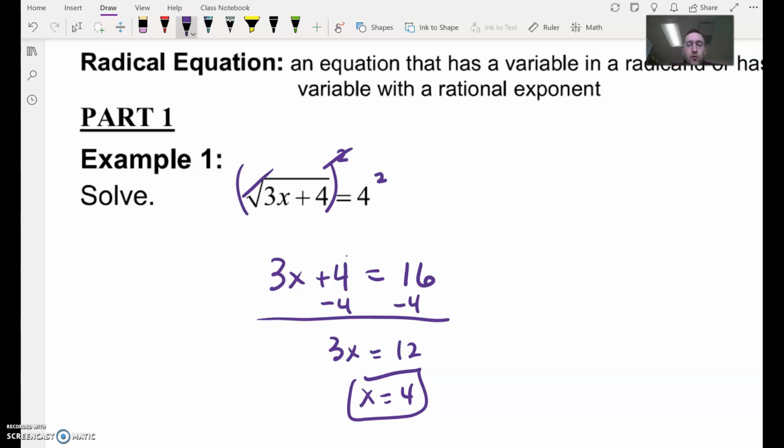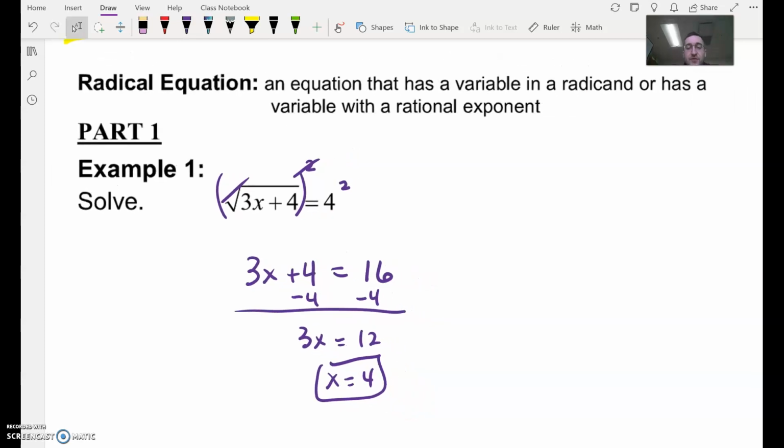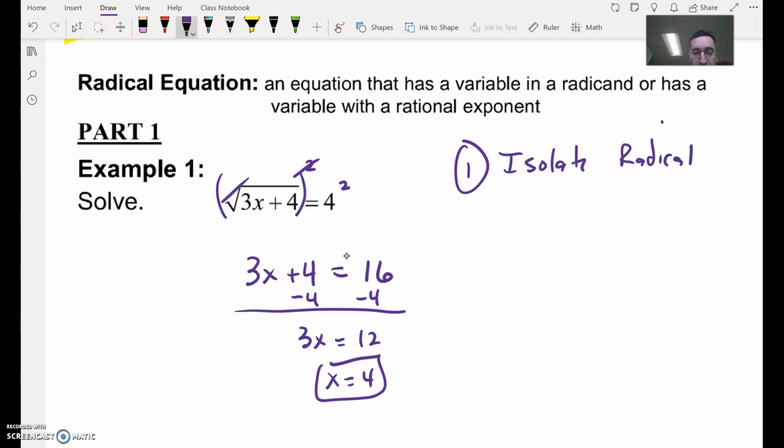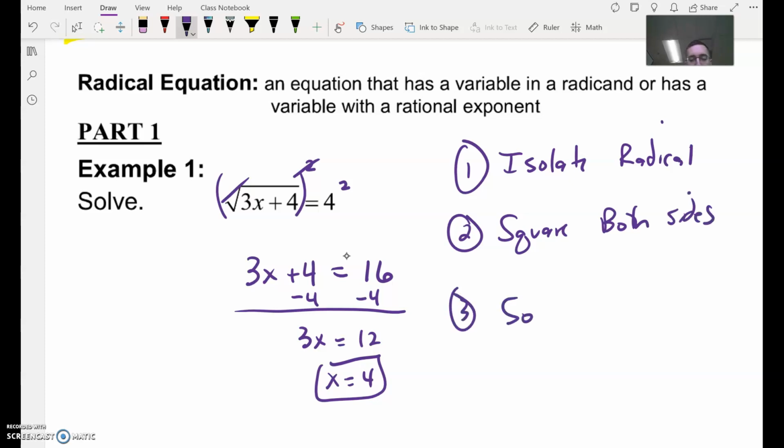So the idea of a radical equation is if you see a radical, you need to isolate it because it might not be by itself. So if you can isolate the radical, which means get it all alone, make sure it's the only thing on its side, then you just square both sides. Those are your 2 steps. I mean, then you just solve from there. But those are the 3 steps.